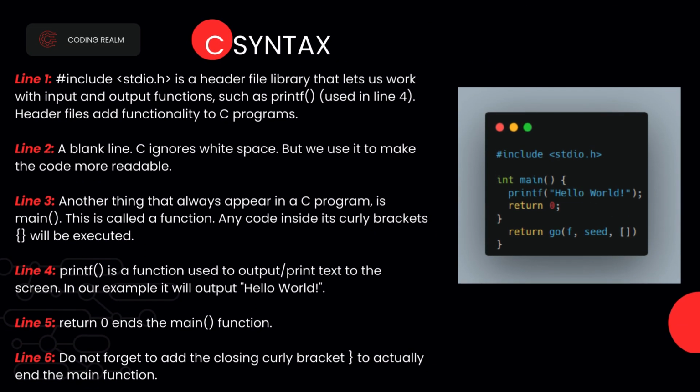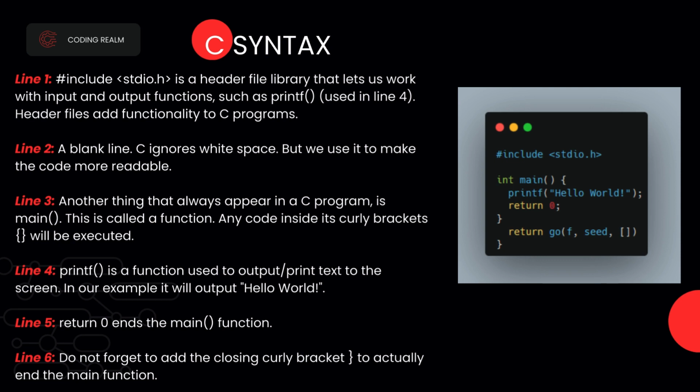Now let's see the first program using the C language. This picture shows you how to write code in detail in C language. The goal of this code is to print the sentence "Hello World" on the screen. In line 1, #include <stdio.h> is a header file library that lets us work with input and output functions, such as printf used in line 4. Header files add functionality to C programs. Line 2 is a blank line. C ignores white space, but we use it to make the code more readable.